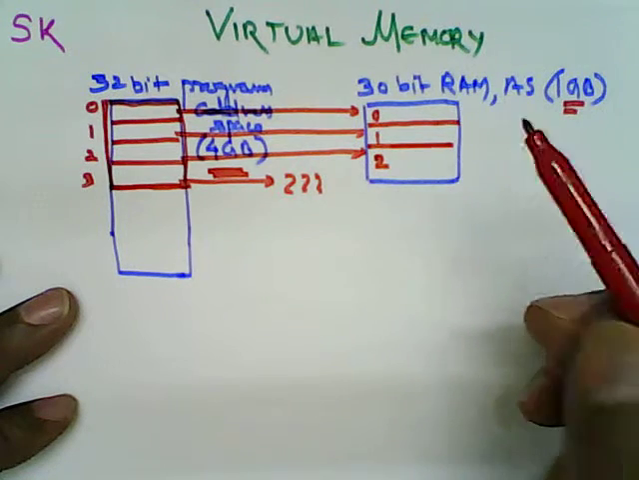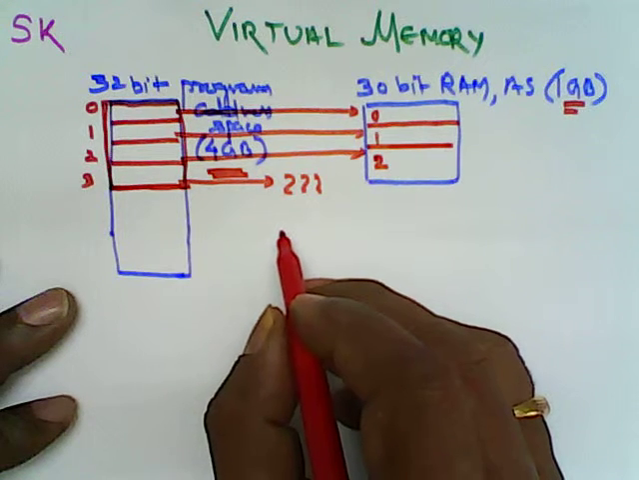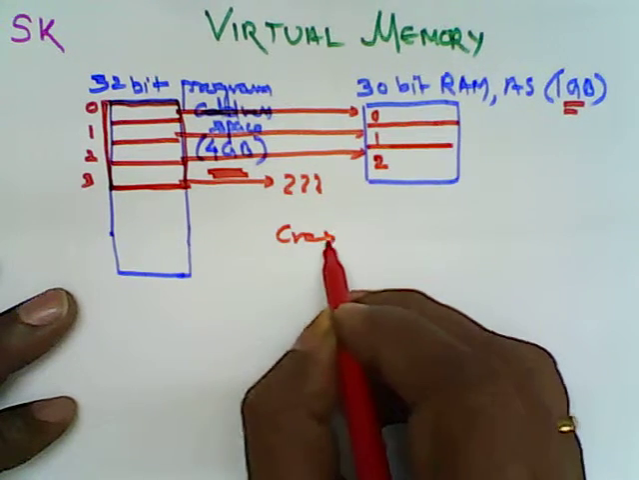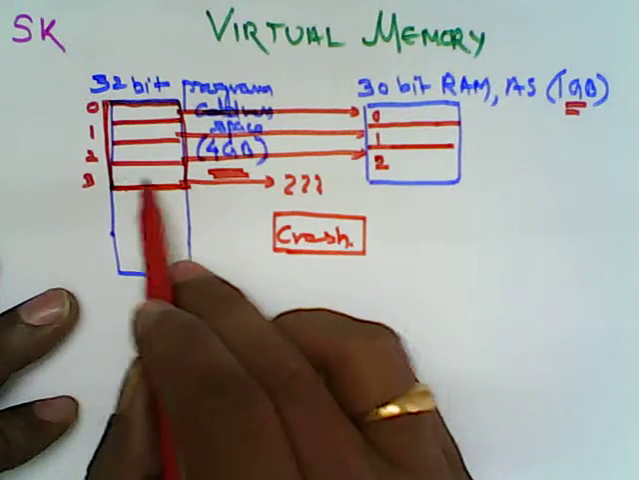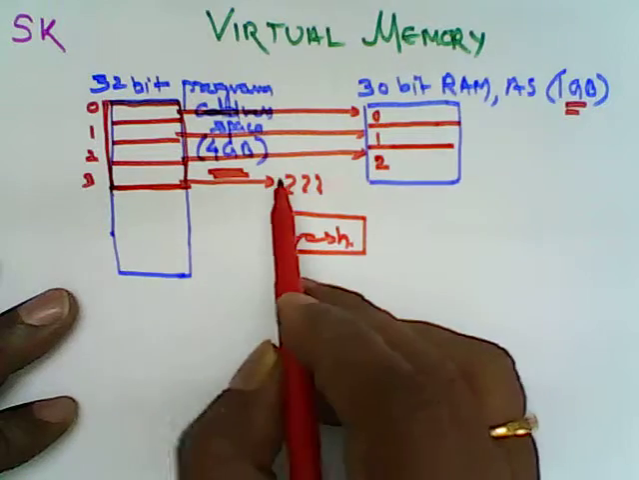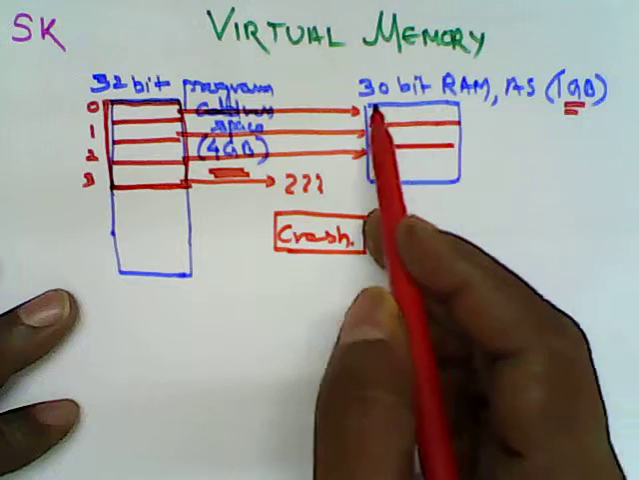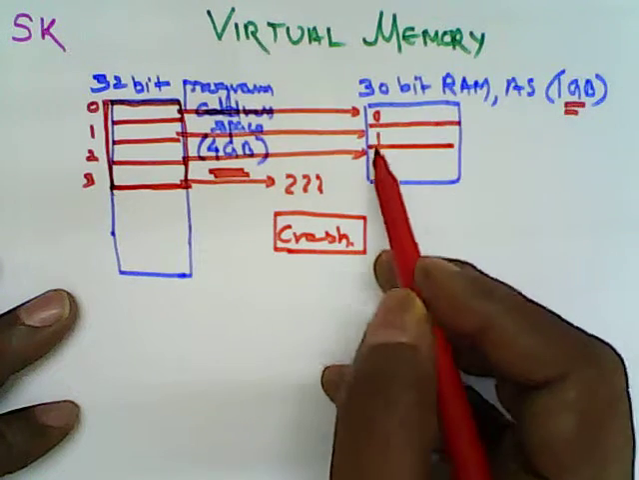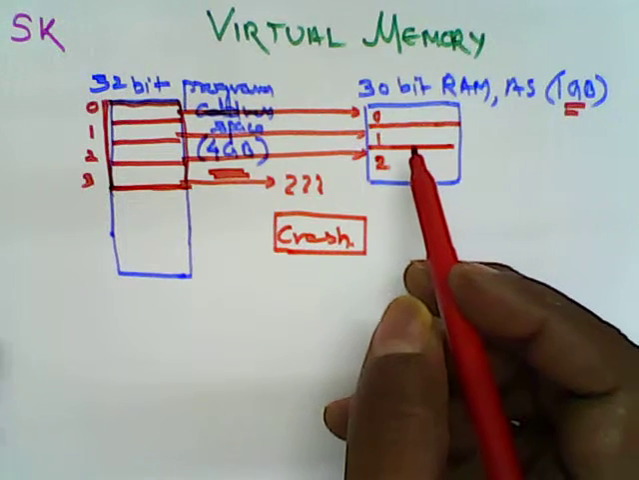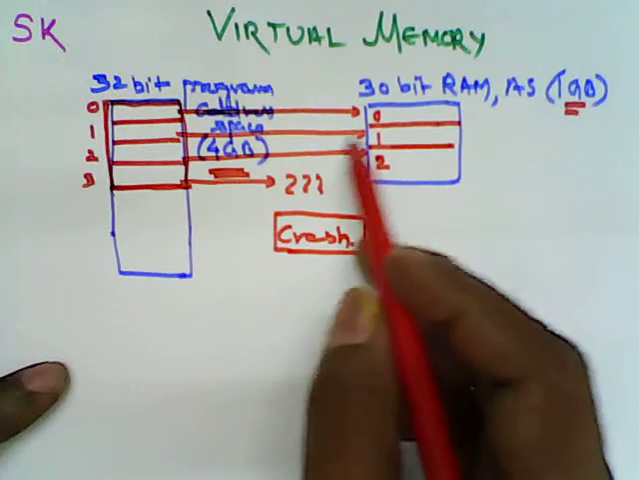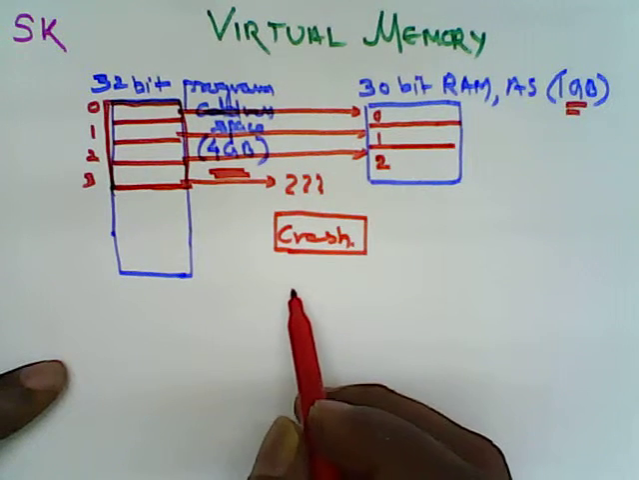If this situation comes, a crash will occur, because the third address of the program is not being processed by the RAM. And if all of 0, 1, 2, 3 need to be processed concurrently, and this is not taking place, automatically that particular program is going to crash.